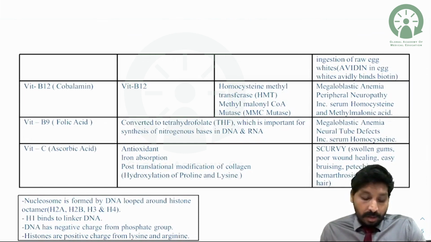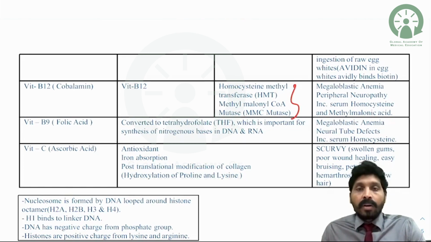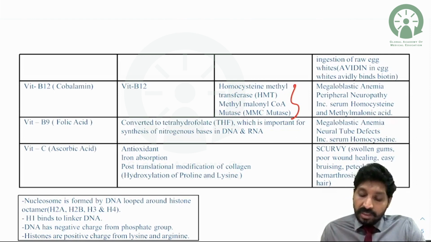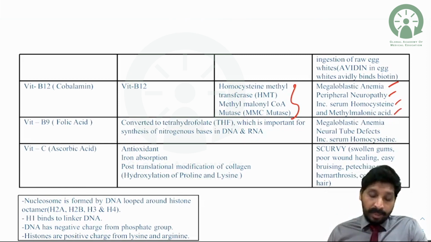Okay. Vitamin B12, cobalamin: homocysteine methyltransferase and methylmalonyl mutase. These are the two key enzymes in our body that use B12 for enzyme functions. Megaloblastic anemia is a correct feature. Peripheral neuropathy, and serum homocysteine levels will be elevated. Methylmalonic acidemia can also be seen in vitamin B12 deficiency.